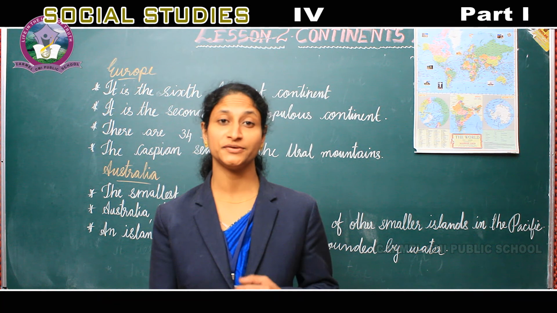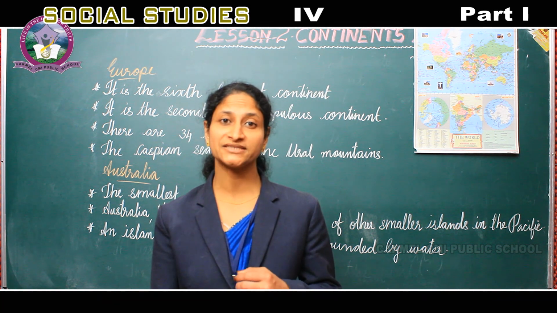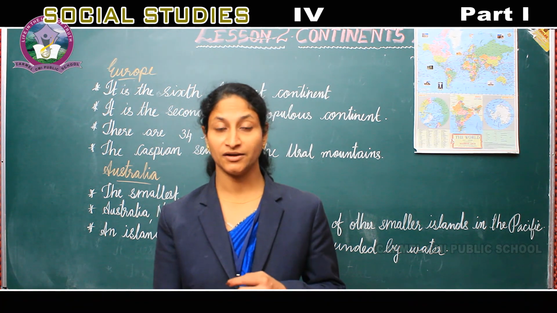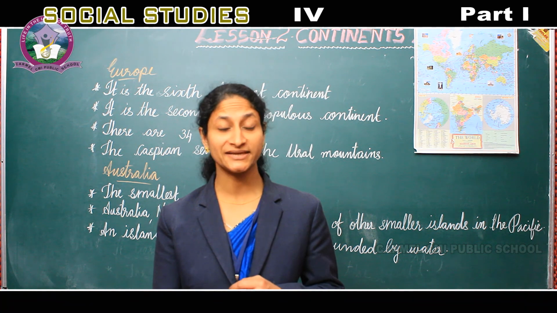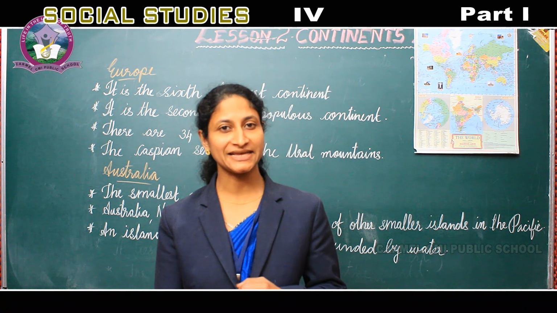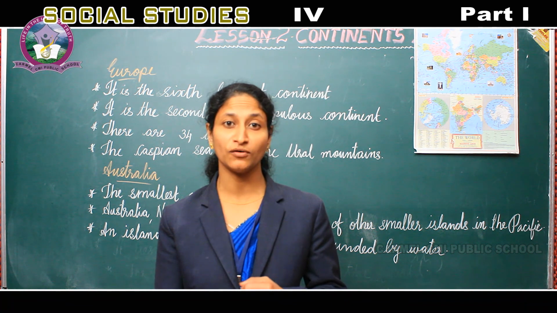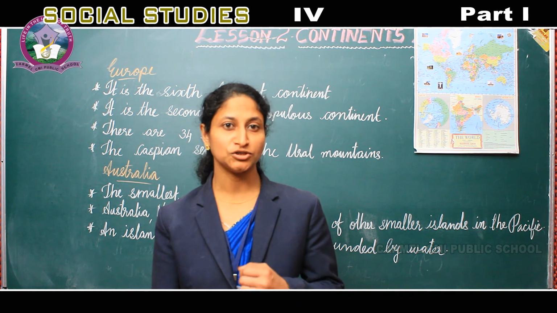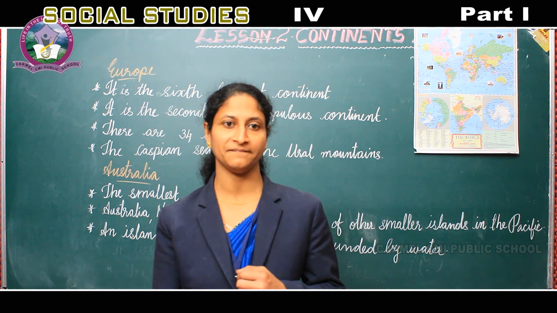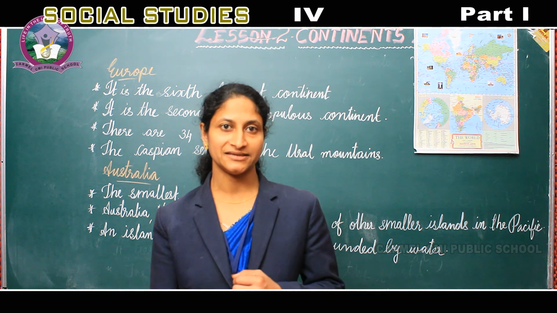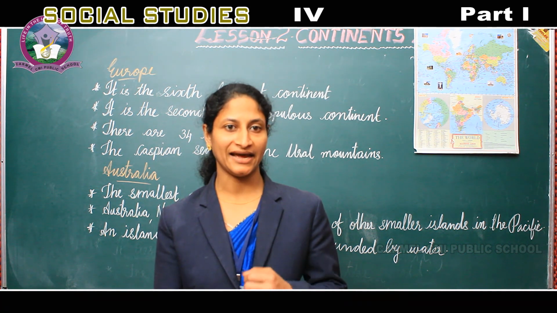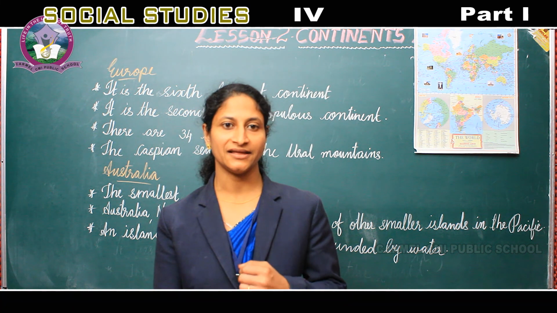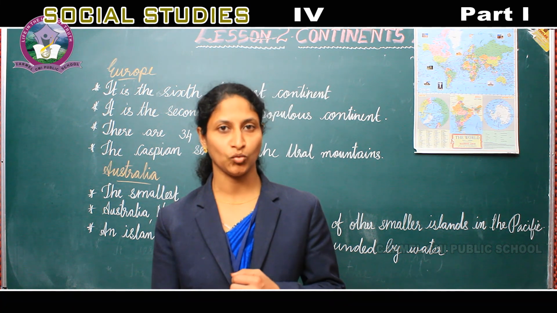Now we are going to discuss the smallest continent of the world. Australia is the smallest continent of the world. Australia, New Zealand and thousands of other smaller islands in the Pacific Ocean together form the continent of Australia. An island. What is an island? An island is an area that is surrounded by water.